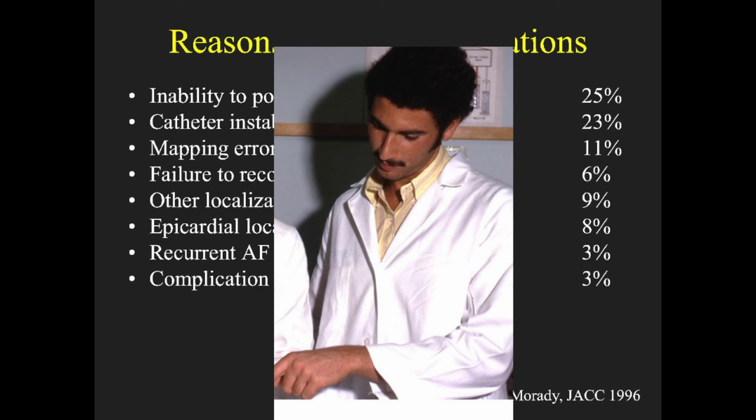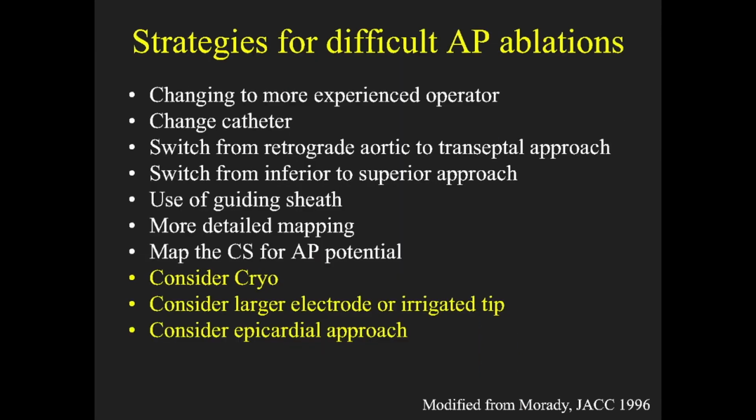His, I think, nice way of saying get someone that's better than the guy holding the catheter was to change to a more experienced operator. It was a kind of a food chain where we just kind of went from one guy to the next guy or woman and try to get success with a different operator. But sometimes you need a fresh set of eyes. Change the catheter, switch from retrograde to a transseptal, switch from an inferior to, so occasionally accessory pathways are more amenable to ablation from a superior approach from the IJ.